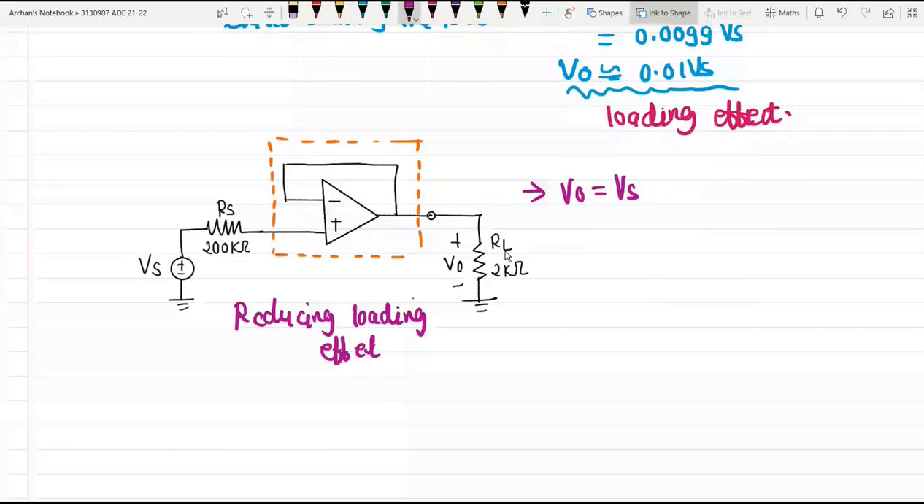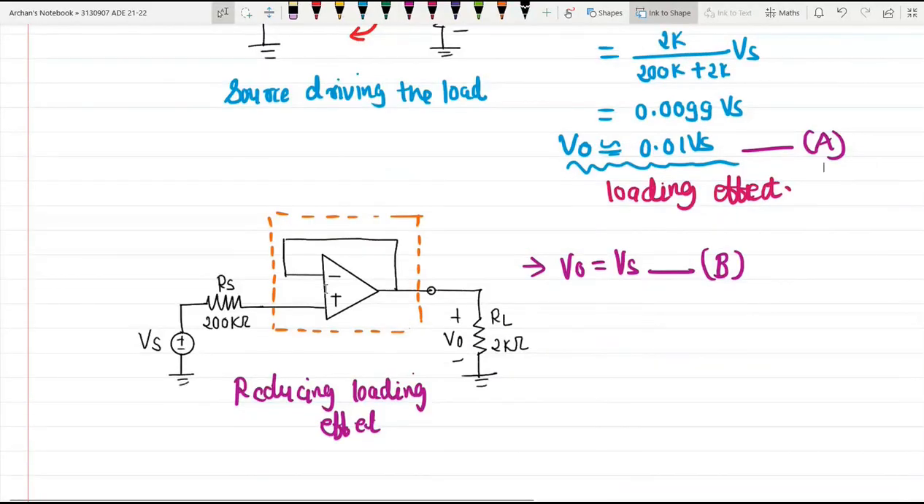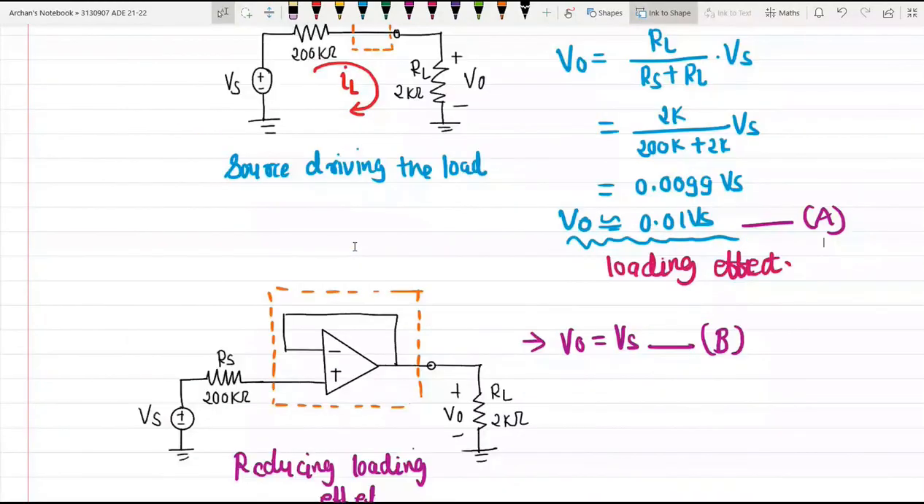Now compare this equation. Let us call this equation B, and this is my equation A. Without the use of the voltage follower circuit, my output was only 0.01 times the input voltage, while in this case the output voltage is equal to the input voltage. So the loading effect is almost neglected with the help of this voltage follower circuit. This is the typical practical use of a voltage follower, right? You can use this voltage follower circuit whenever we need to minimize the effect of loading, right?